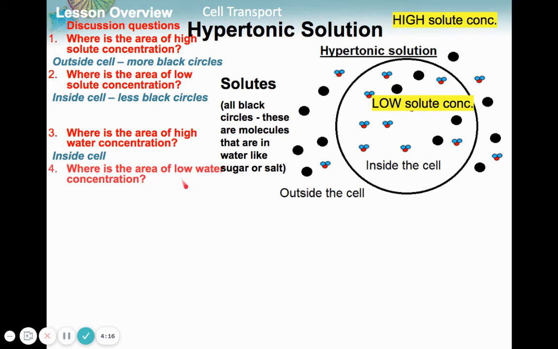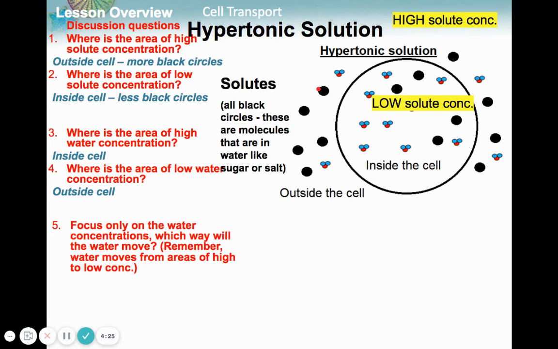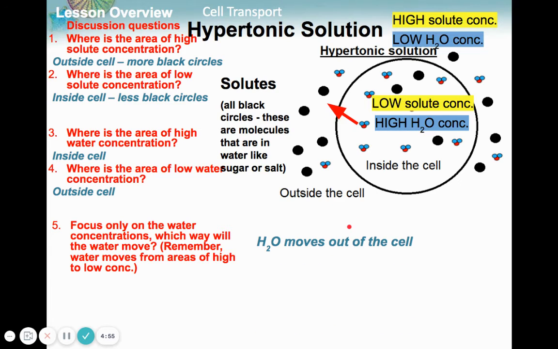So where is the area of low water concentration? It's on the outside. You can count up the water molecules. You see that it's on the outside of the cell. All right, now we're only going to focus on the water molecules. What you will do is ask yourself, where is water highest? We already said it. It's inside the cell. So you would put your pencil or your pointer and know that these water molecules are going to want to move out. So how will the water molecules move? They move from high concentration to low. So in this case, they're going to move out of the cell. And you can draw your arrows to show that the water is going to move out of the cell.